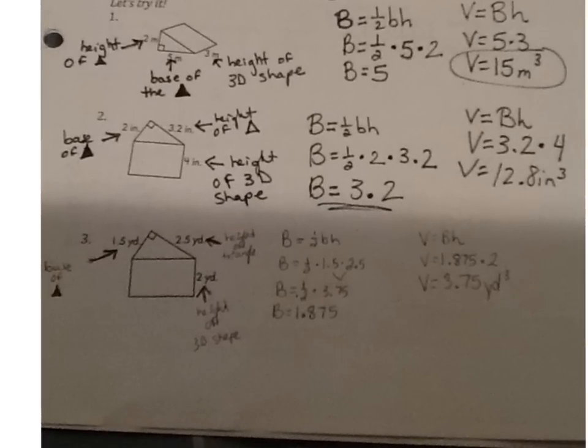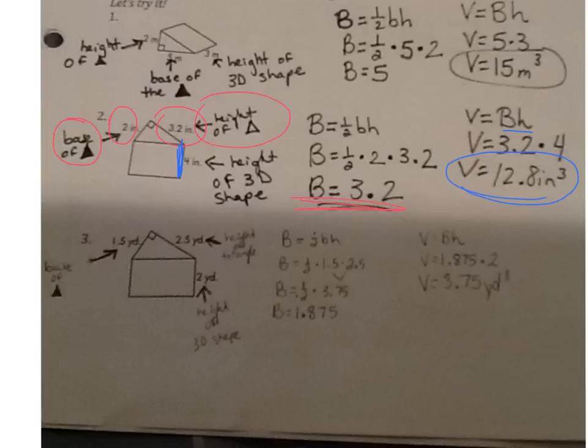Let's take a look. We had a base shape of a triangle. The base of the triangle was 2. The height of the triangle was 3.2. And then the actual height of the shape from one base to the next was 4. So originally we found if we were to just shade in our base, we would get 3.2. But of course we want the actual volume, which is the area of the base times height. So we find the answer for number 2 is 12.8.